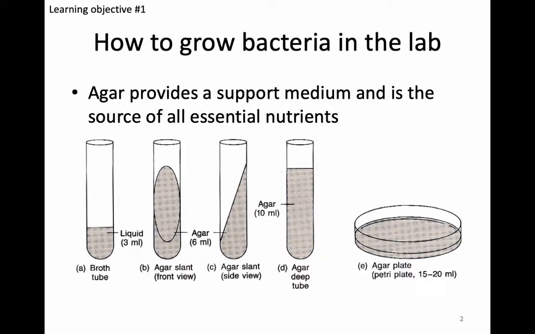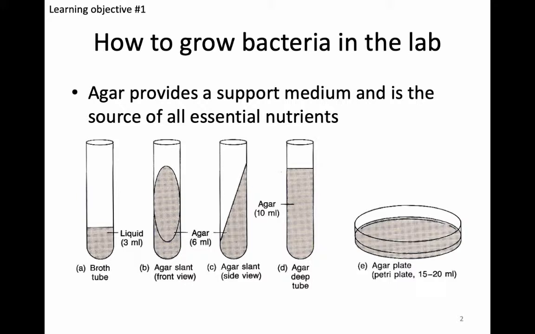There are multiple types of media. You can have broth, which would be a liquid media, or agar, as shown in part A of this figure. You also have agar slants, which increase the surface area, so bacteria would grow all across the surface of the slant in B and C. And then in D we have a test tube with a very deep layer of agar, and this will be important for growing microbes that need anaerobic or oxygen-free conditions.